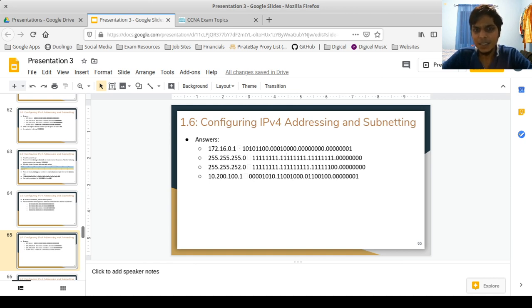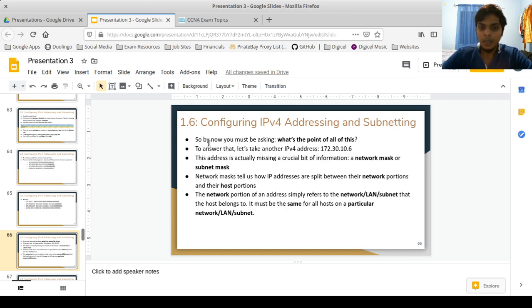There are calculators online as well. If you're ever stuck and you need to know the correct answer, and you're not sure if you got the correct answer, there are decimal to binary converters online, and some calculators can do it as well. So by now you must be asking, what's the point of all of this, right? Why do we need to know decimal to binary conversion?